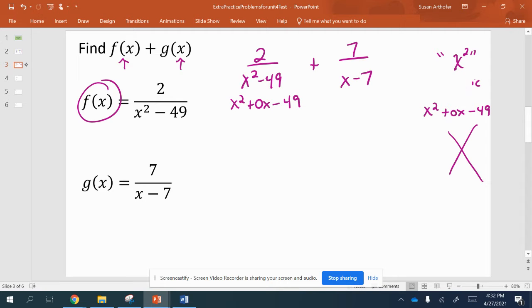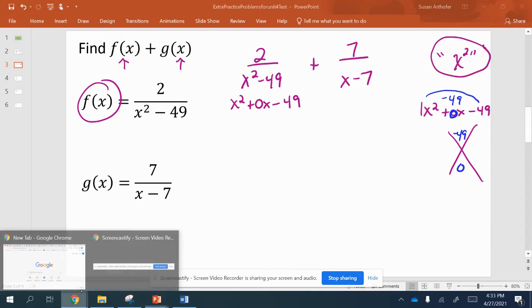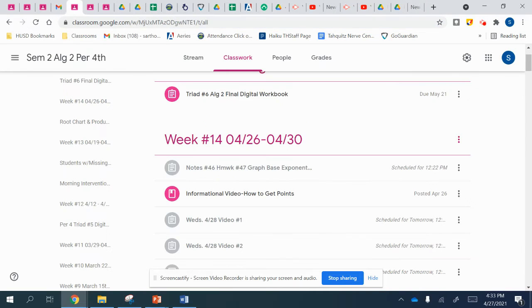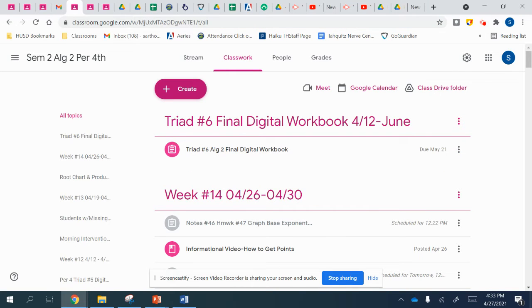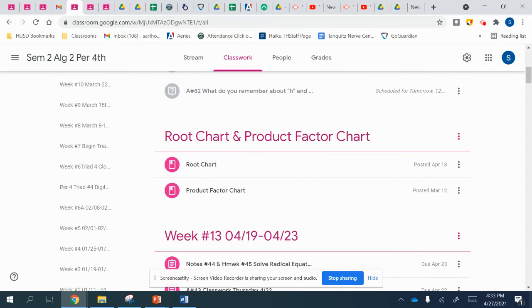So anything with an x squared means we have to do a magic x. Okay, so you're writing your magic x in the equation off on the side, just like me. Fill in your hidden 1. When we do a magic x, we multiply front and back. 1 times negative 49. 1 multiplies to negative 49 and gives us 0. And remember, you should be accessing your product factor chart in your Google Classroom. And that's under product factor chart, the second one.